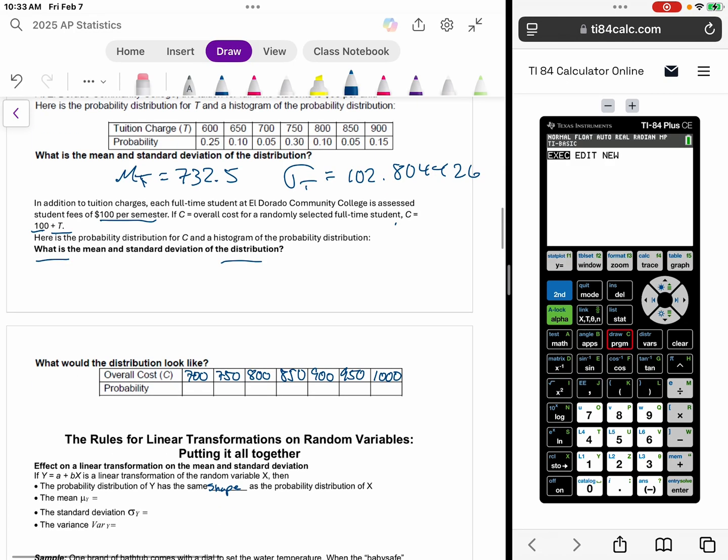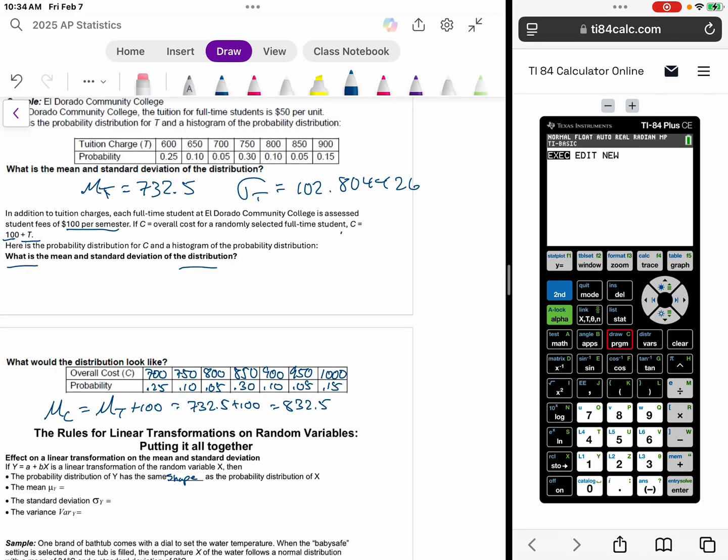So the probabilities do not change: 0.25, 0.10, 0.05, 0.30, 0.10, 0.05, and 0.15. Again, we did an addition. So my mu C should be whatever mu T was plus 100. If the mean of the tuition was 732.5, then the mean of the overall cost should be 732.5 plus 100, which is 832.5.